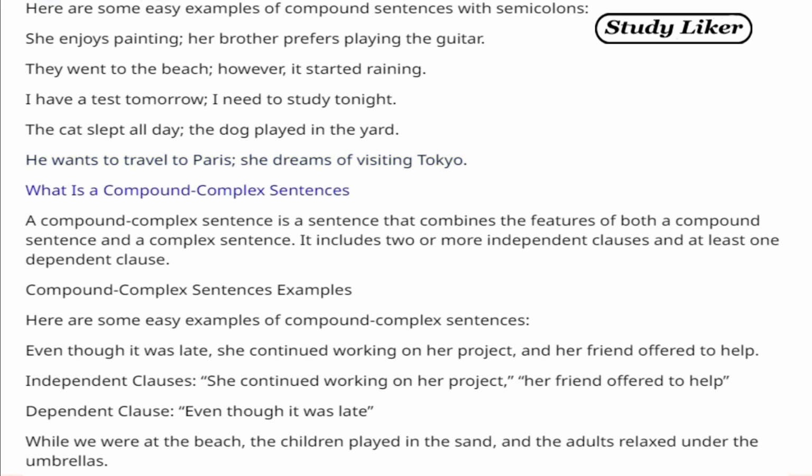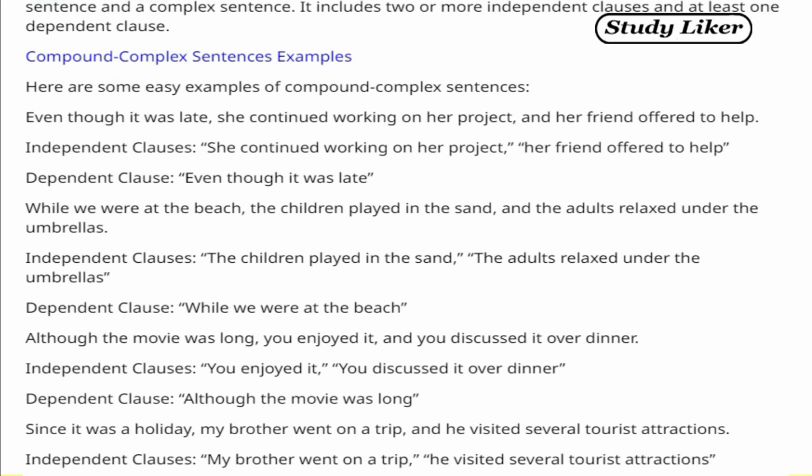What is a compound complex sentence? A compound complex sentence is a sentence that combines the features of both a compound sentence and a complex sentence. It includes two or more independent clauses and at least one dependent clause. Compound complex sentence examples. Here are some easy examples of compound complex sentences.